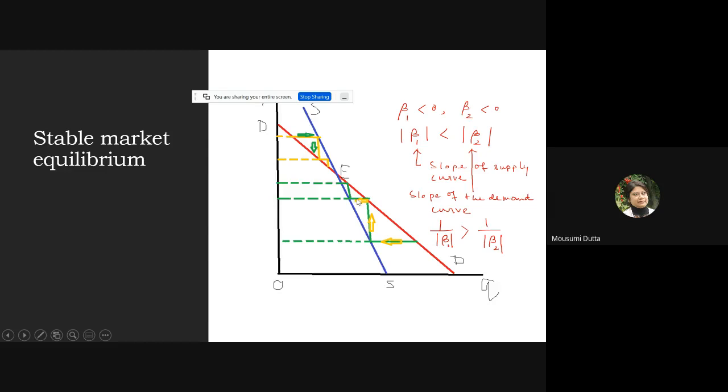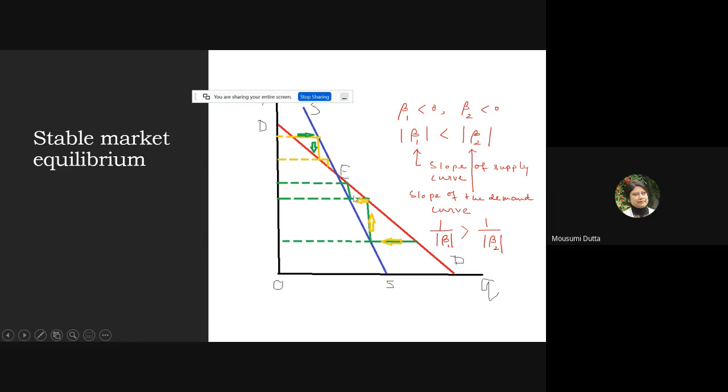Now, at this price, this is the supply and this is the demand. At the higher price, supply is not up to this. At the higher price, supply is only this much, while demand is this much.